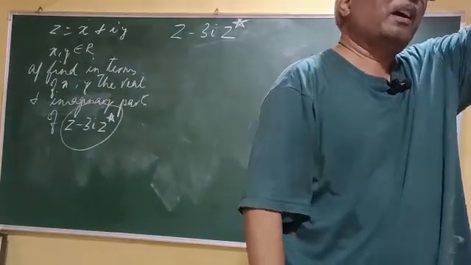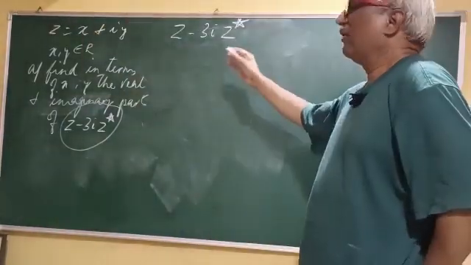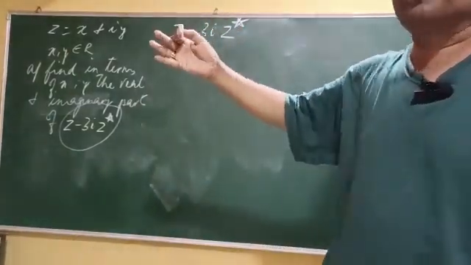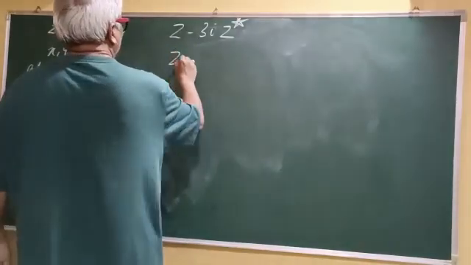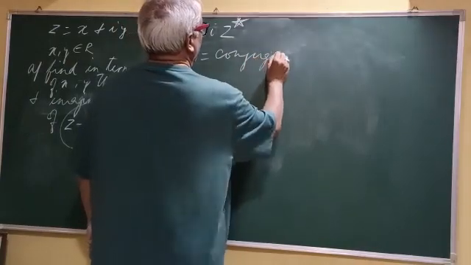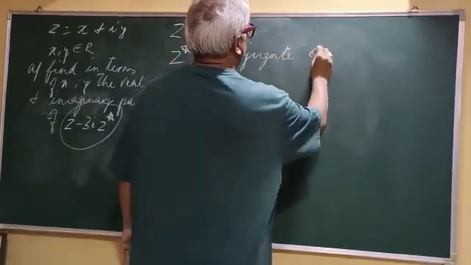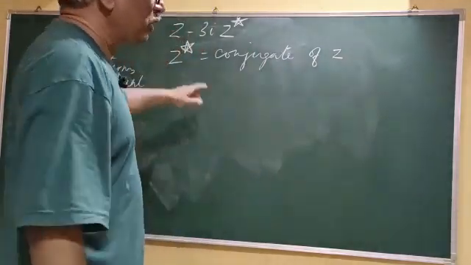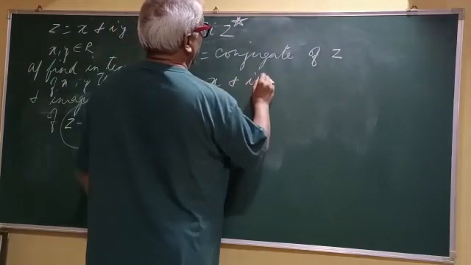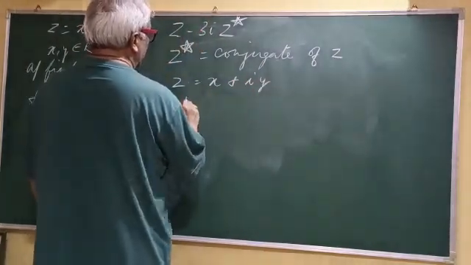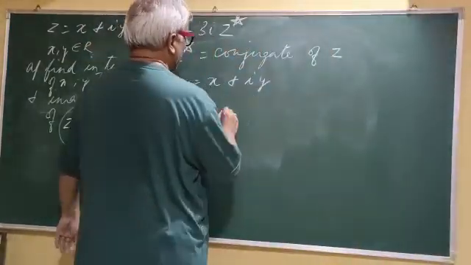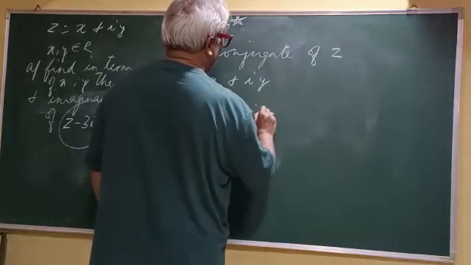Now we know from our prior knowledge of complex numbers that z star is the conjugate of z. Now z we know is x plus iy. So z star, therefore, is the conjugate of z. So z star will be x minus iy.